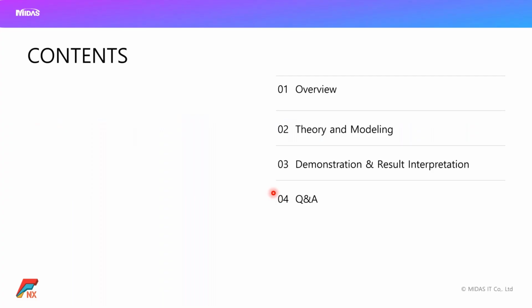So these are the contents that I will be going through. To give a brief idea about the project, a very brief overview, and then theory and modeling. In theory and modeling, I will be covering the damping, the fluid structure interaction, the interfaces, the meshing properties, and the boundary conditions, what can be used during the seismic analysis. So this will be the important part of all.